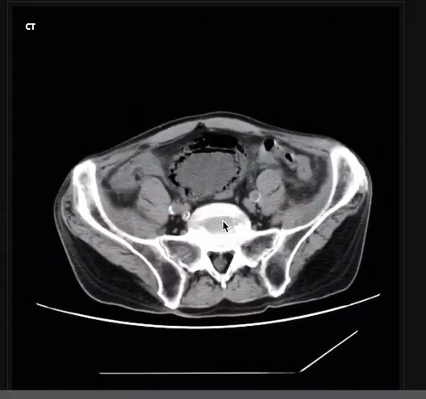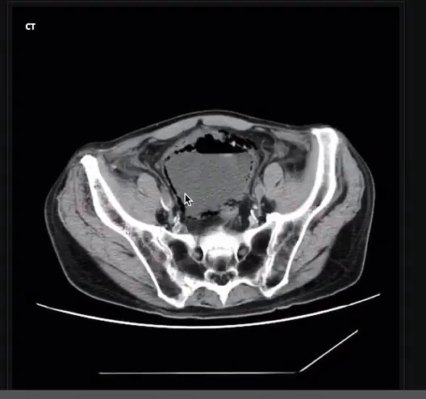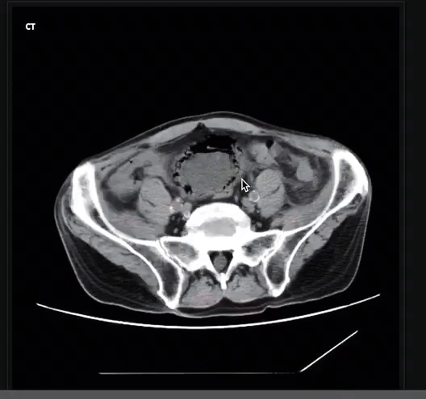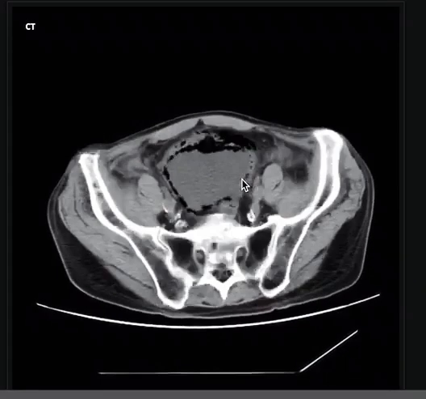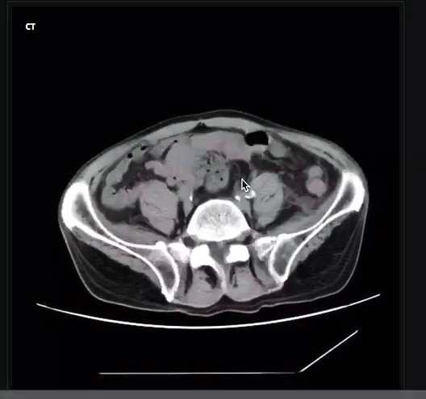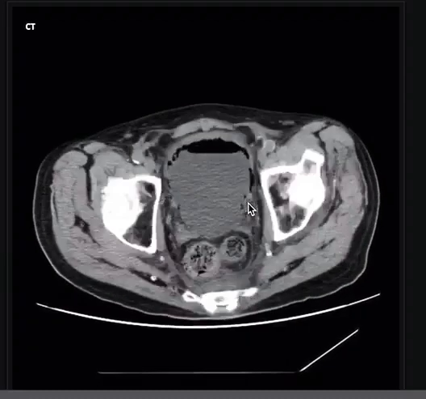Also there are atherosclerotic vascular calcifications, degenerative changes of the sacroiliac joints and osteoporotic texture of the bone. Otherwise no other significant abnormality detected. No evidence of fistulous formation between the bladder and the adjacent colon.